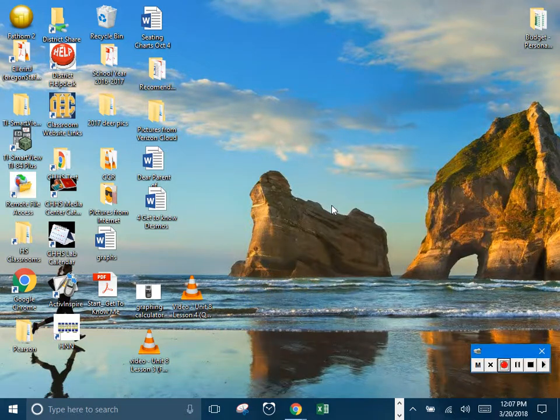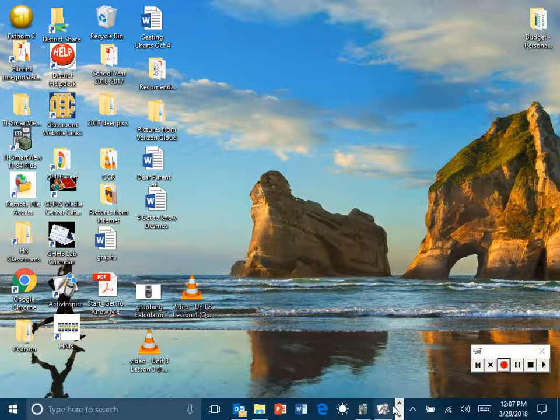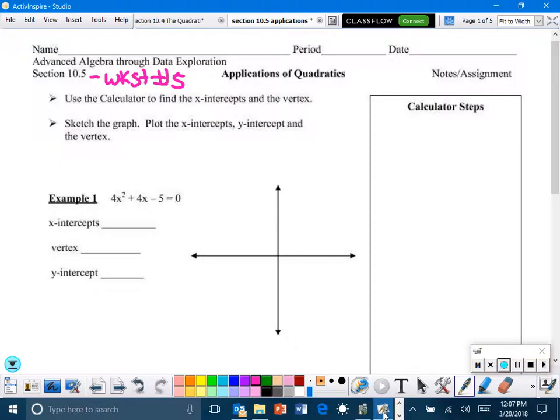All right, ladies and gentlemen, lesson 5 of unit 8, applications of quadratics. We are going to use the calculator very heavily in this section.